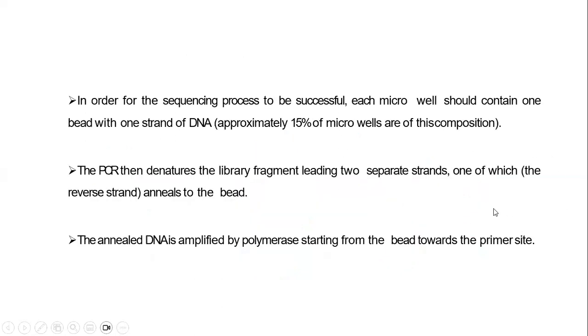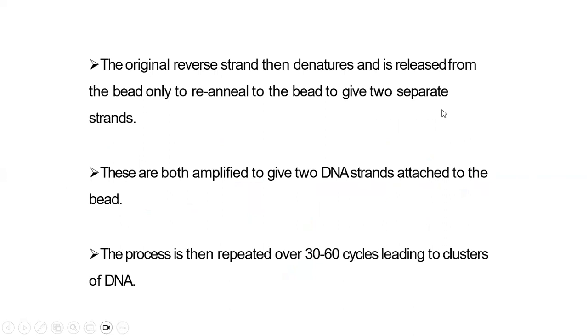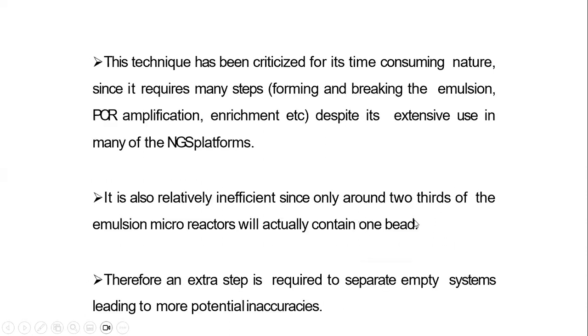These points are written in the slide for your reference. Also, here is the second slide for your reference on clonal multiplication by emulsion PCR. This method overall requires about 30 to 60 cycles, leading to generation of clusters of DNA. This is again another slide for your reference.